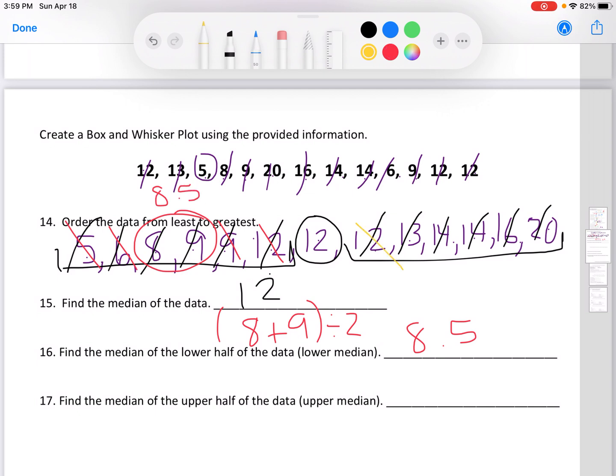2 numbers in the middle. So I have 14 plus 14 divided by 2. So I get 14.